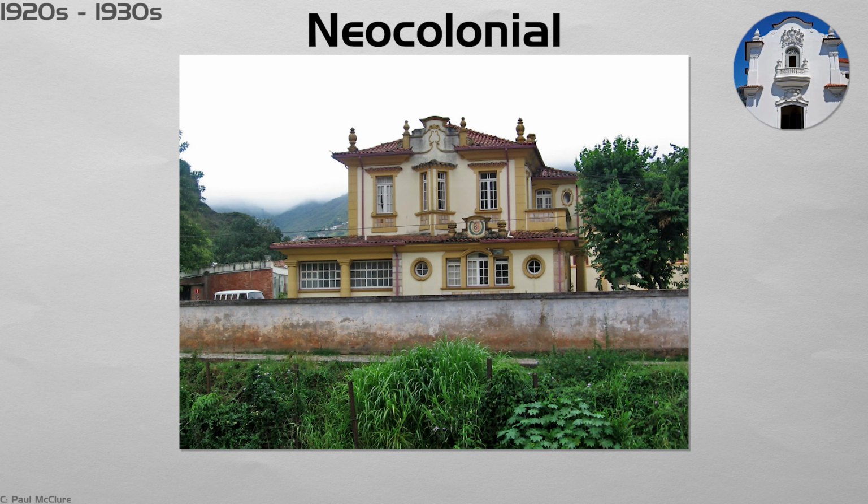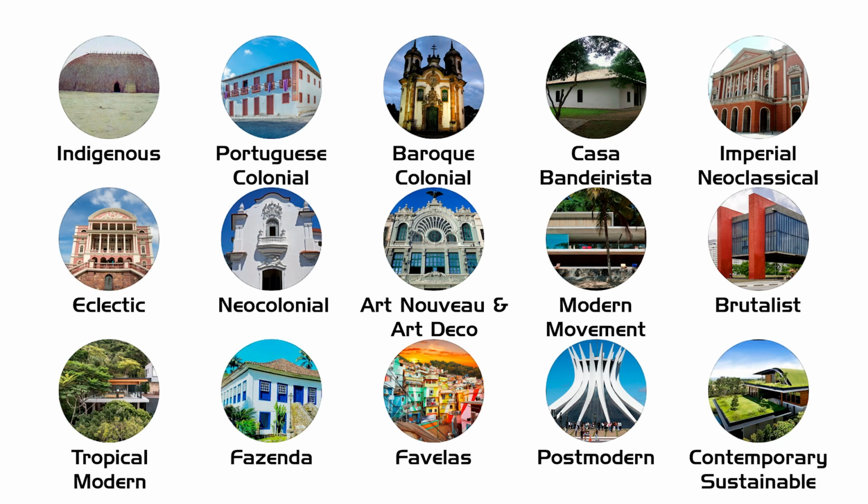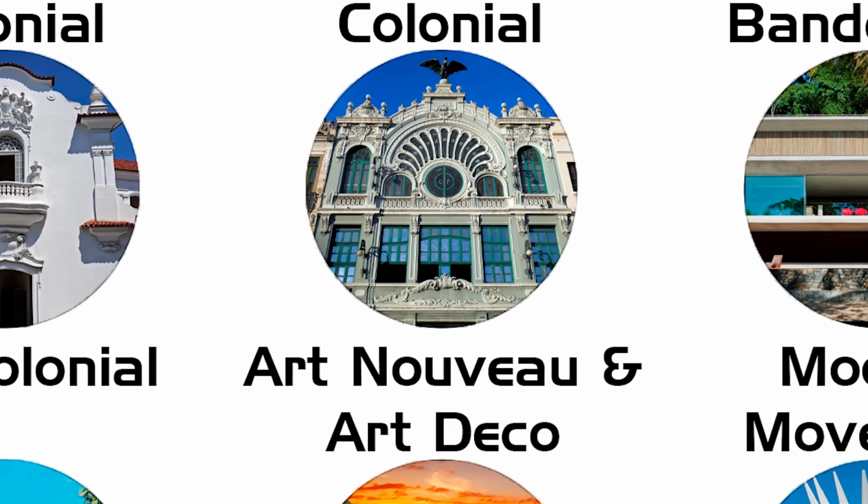Neocolonial. In the 1920s and 1930s, a nationalist movement encouraged looking back at colonial-era designs for inspiration. Architects combined features like white walls, terracotta roofs, and wooden shutters with modern layouts. This neocolonial style was especially popular for suburban villas and public buildings, as it evoked a romanticized image of Brazil's Portuguese past.